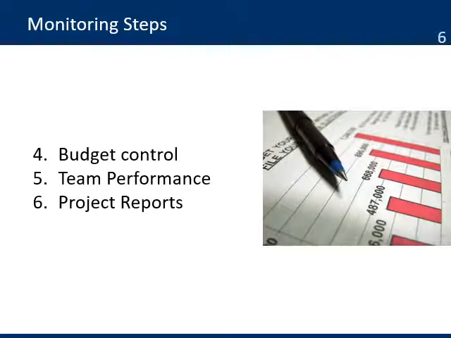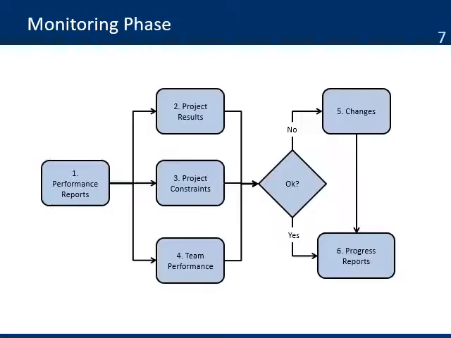Budget control: you need to make sure that the budget is being used as planned and the original cost estimates are still valid. Team performance: it's making sure the team has the right level of support, skills, abilities, and tools needed to complete the work assigned to them. And finally, you have to produce all the reports to communicate to stakeholders the progress of the project, especially if you're encountering problems and how you plan to manage them.